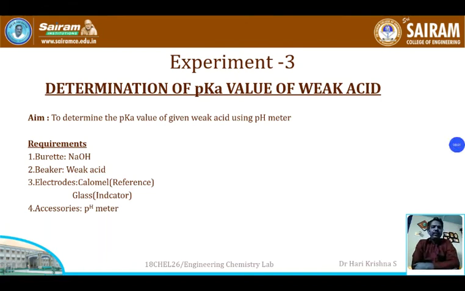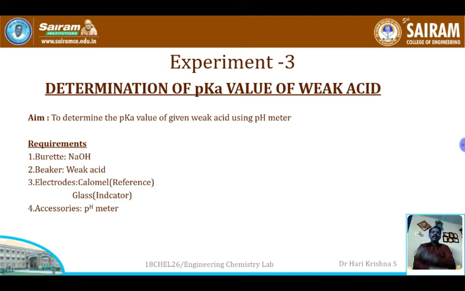Determination of pKa value of a given weak acid. This experiment we have already discussed in our theory, right? So, application of glass electrode. One of the applications of glass electrode is determination of pH, but here we are going to determine the pKa of a given weak acid.